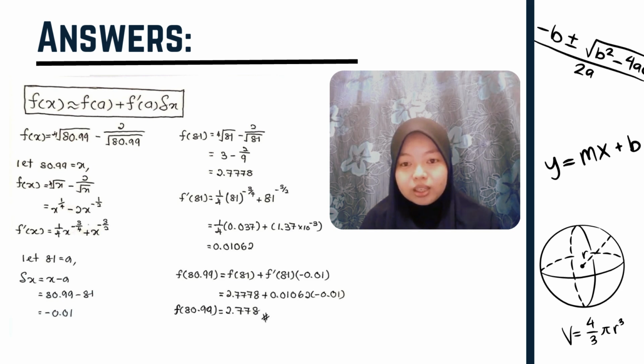After that, we can replace all of the calculated values into the original formula. So f(80.99) equal to f(81) plus f prime 81 times negative 0.01, which gives us f(80.99) equal to 2.778. That is our final answer.